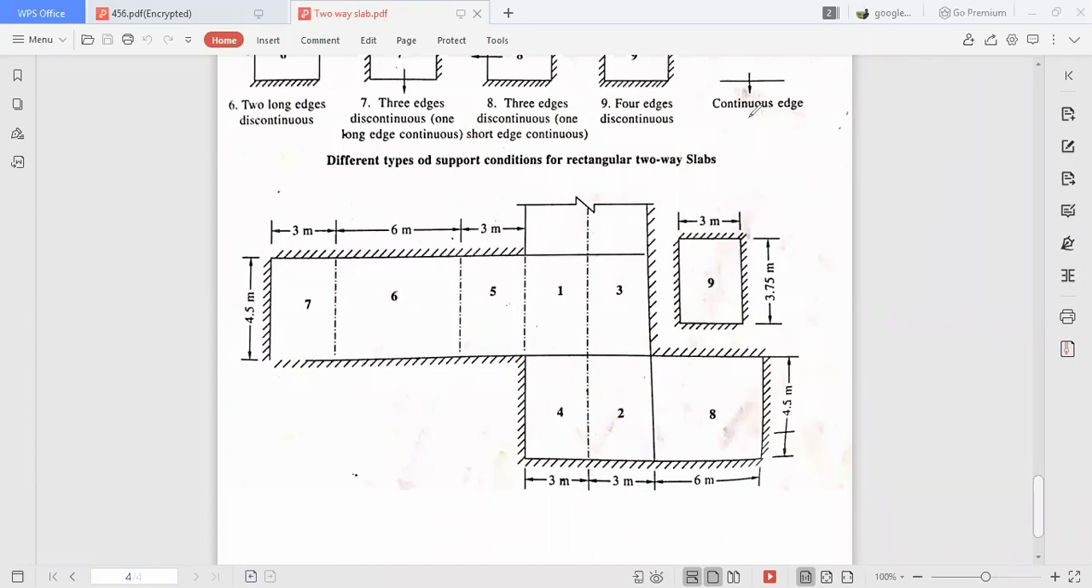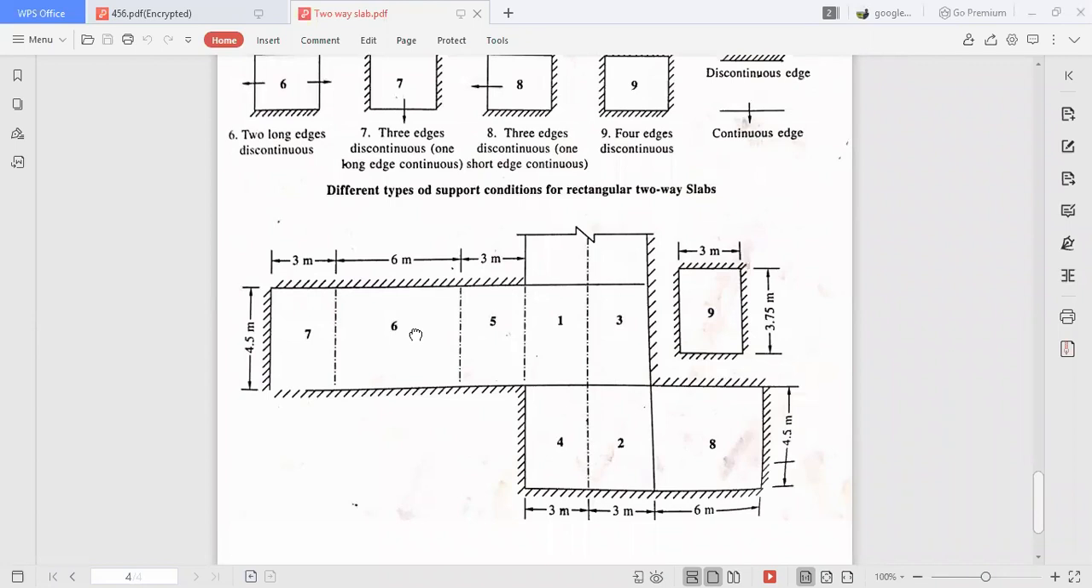Now, what is the meaning of these different panels? Actually, the design procedure of all these panels is completely different. For example, if you want to design a sixth panel, after completing the design of the sixth panel you cannot put the same steel in the seventh panel. You cannot put the same steel in the first panel. Why? Because the moment coefficients are completely different. For each and every panel, the calculation of moment is completely different. Let us discuss in detail. First of all, before discussing the panel conditions, you have to understand one thing.